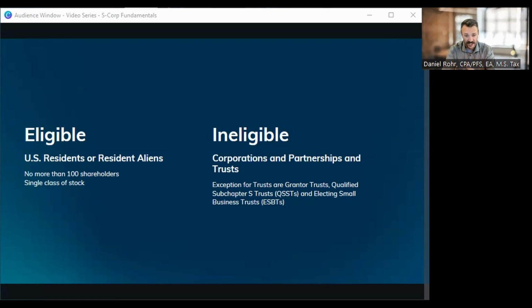The specific trusts that do qualify, though, are grantor trusts, like living trusts, qualified subchapter S trusts, and electing small business trusts; they can be shareholders of an S-Corp. Also noteworthy is the family attribution rule, where members of a family can be treated as a single shareholder for the 100 shareholder limit. This provides added flexibility for family-owned businesses.